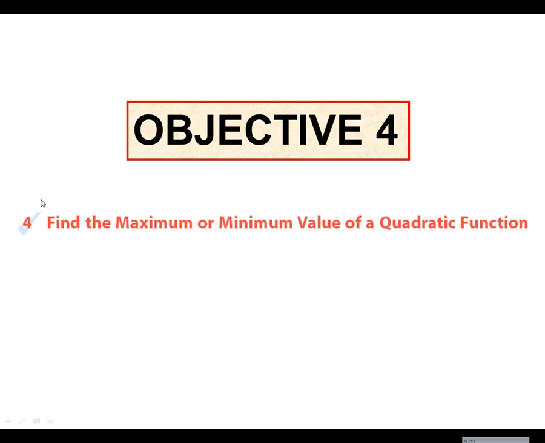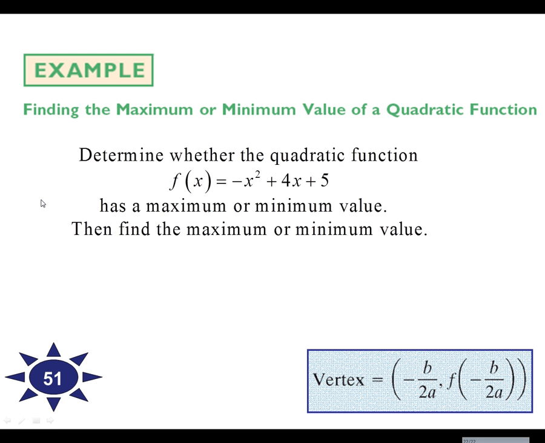Okay, last thing to do here, we're going to find the maximum or the minimum, and so that's going to be at our vertex, and the max or minimum value is the y value. So here, let's figure out whether this has a max or a min. It's opening down, so this has a max. Let's find out what it is.